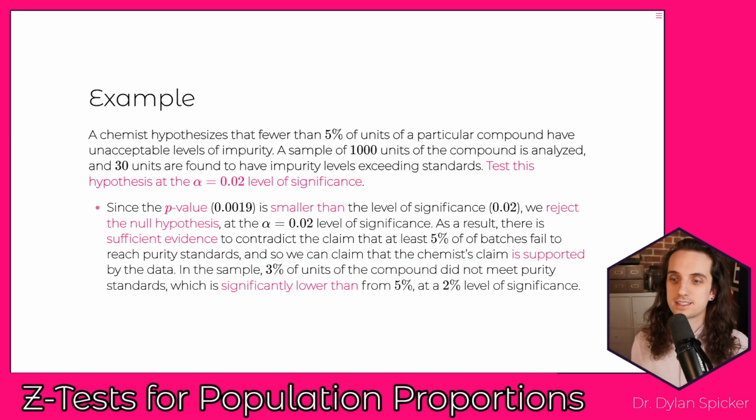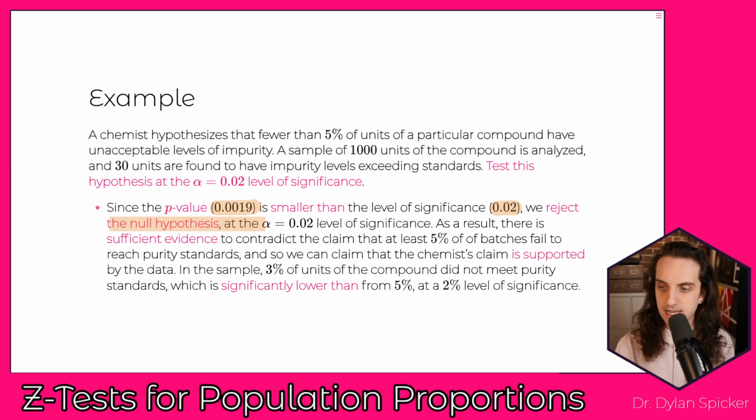Writing this out as an actual conclusion, since the p-value, which we found to be 0.0019, is smaller than the level of significance, we reject the null hypothesis at the 0.02 level of significance. There is sufficient evidence to contradict the claim that at least 5% of batches fail to reach purity standards, and so we can claim that the chemist's claim is supported by the data.